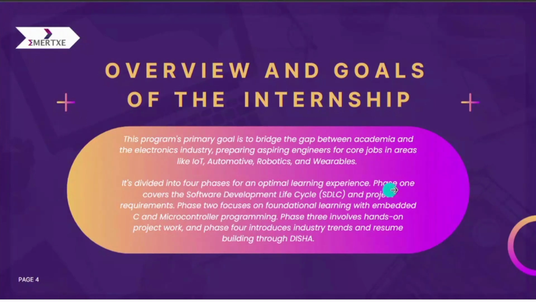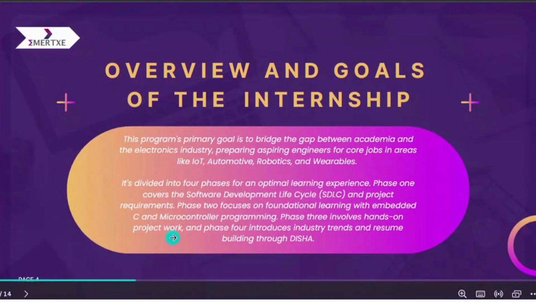So, in the first phase, we focus on the software development life cycle, which is called SDLC, and learn about project requirements. And then phase 2 focuses on building our foundational knowledge by teaching us embedded C and microcontroller programming, which are essential skills in electronics. Phase 3 is where we put our learning into practice by working on our project. And lastly, phase 4 is all about staying up to date with industry trends and learning how to create impressive resumes through a module called D.